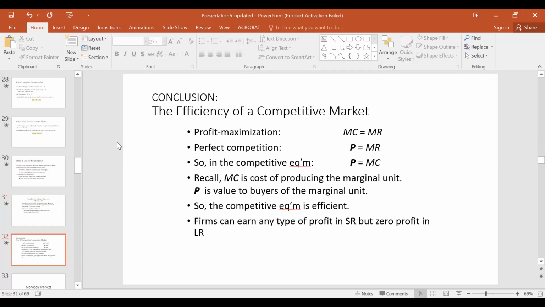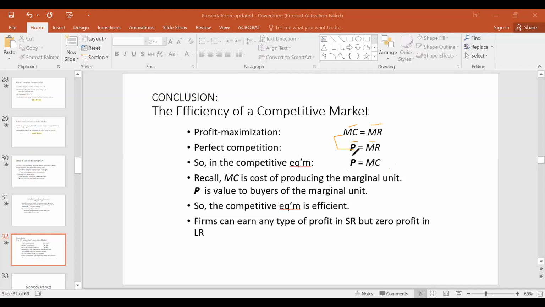Okay, so conclusion for the first part of this lecture. Remember, in this market, key things: they produce where marginal cost equals marginal revenue to maximize profit. In a competitive market, price is equal to marginal revenue. If you put these two together, if MC is equal to MR and price is also equal to MR, then these two must be equal. Price is equal to marginal cost.